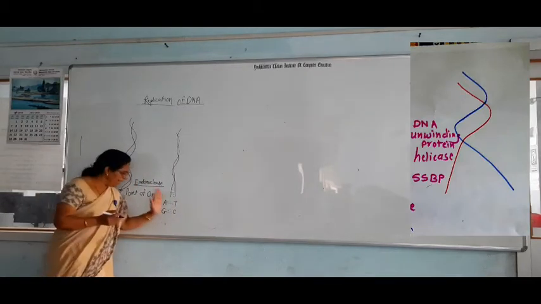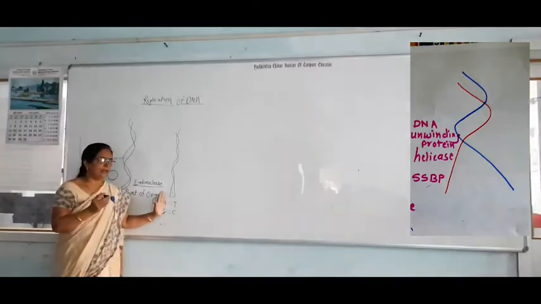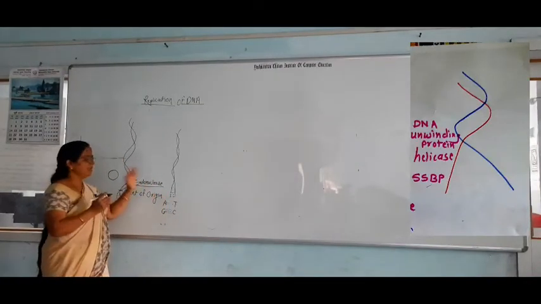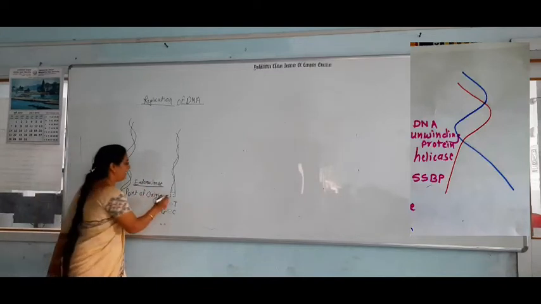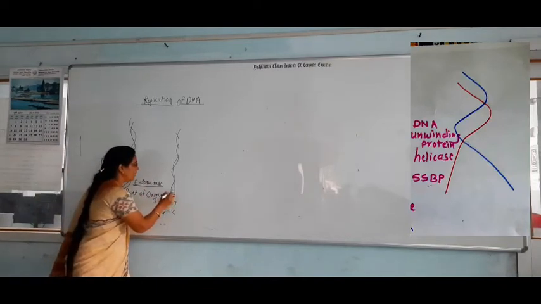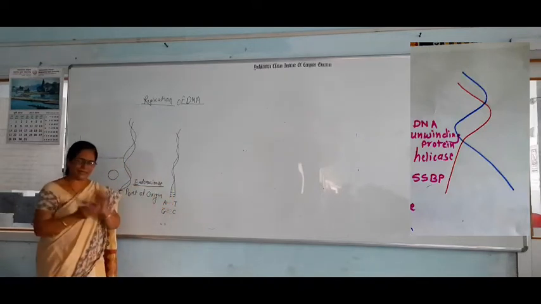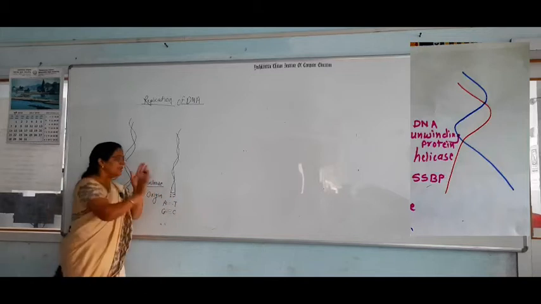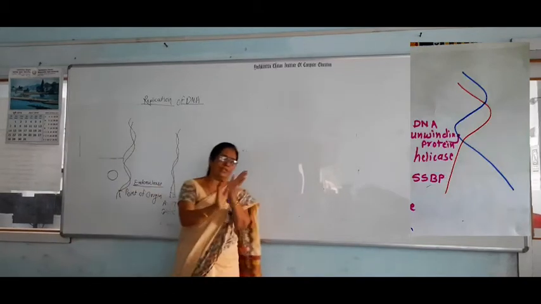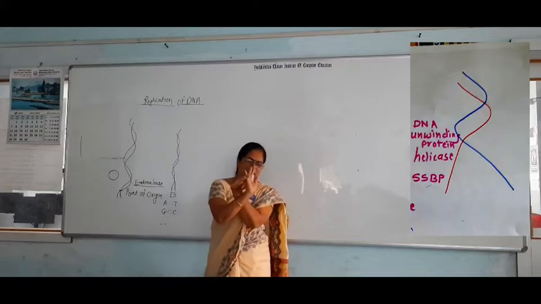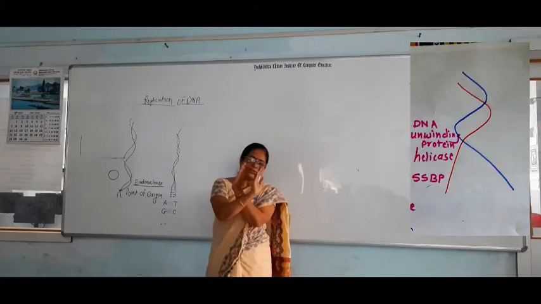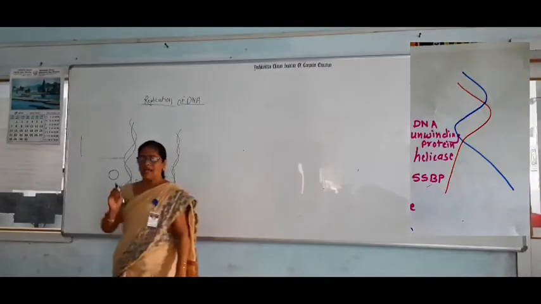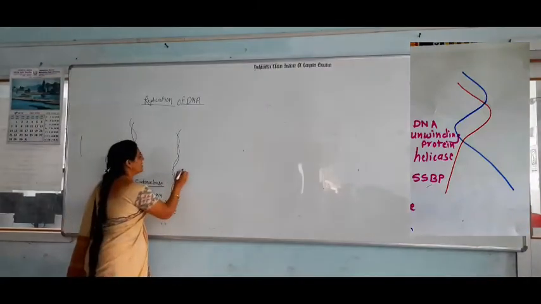So the weak hydrogen bonds between these nitrogen bases are broken with the help of that enzyme. By breaking these weak hydrogen bonds, these two strands get separated. And you know that the two strands of DNA have a capacity to wind up. To unwind them, an enzyme is required, and this enzyme is the helicase enzyme.